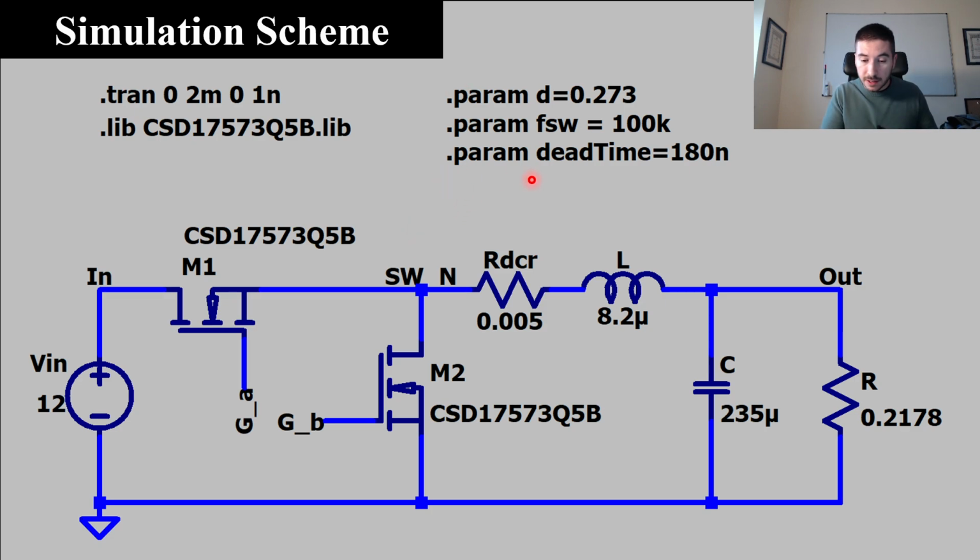The only difference is that we are going to consider this new parameter, dead time, which is the dead time we include in the control signal of the second MOSFET. We will talk about that in a couple of minutes. So the target for this video is to see how we implement the control signals of both MOSFETs and check if the waveforms we obtain match with the theoretical explanation.